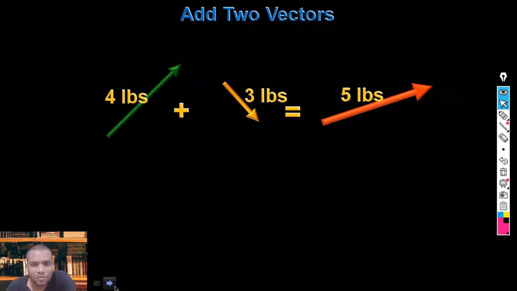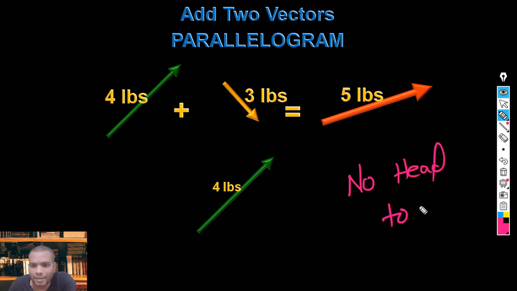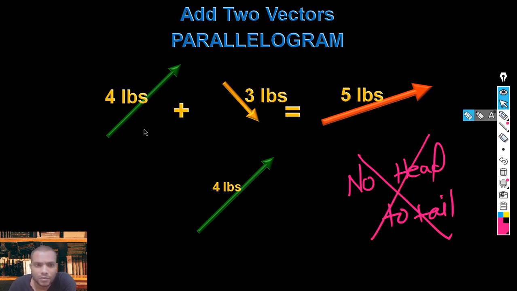Suppose we try to add these two vectors. In this case we use the parallelogram method. A little change is there. In the parallelogram method, we don't add head to tail. We don't add like this. So how can we add? Take the first vector and now bring the second vector tail to the first vector's tail. Now these two vectors become two sides of a parallelogram.